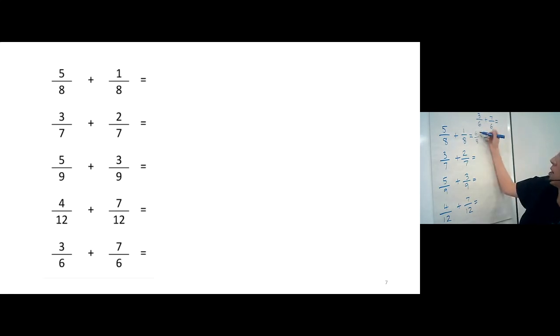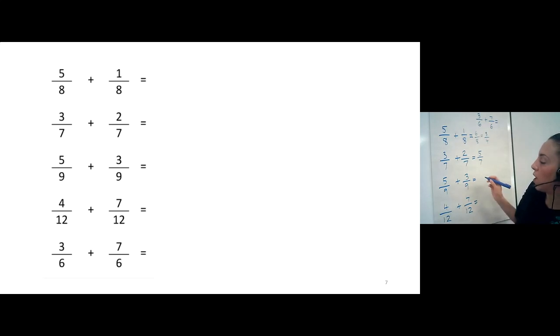Because we can divide 6 by 2 and we can divide 8 by 2. That gives us 3 over 4. So what about 3 over 7 plus 2 over 7? Yep. 5 over 7. Can we simplify that at all? No, because there's nothing that goes in both 5 and 7. We can't make it any simpler than that.